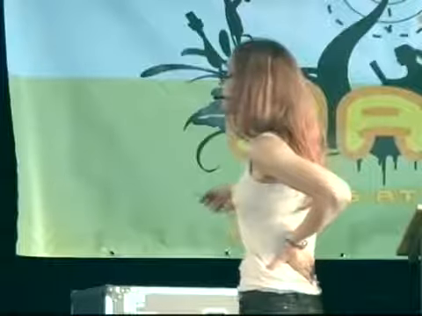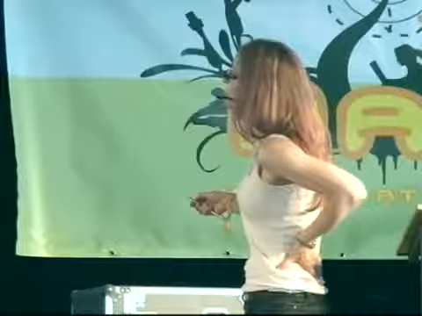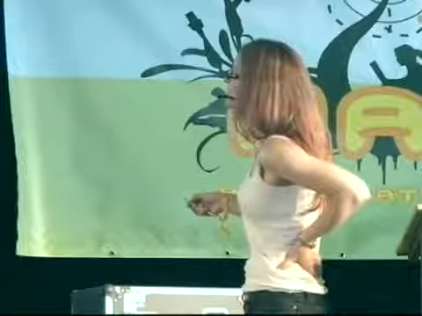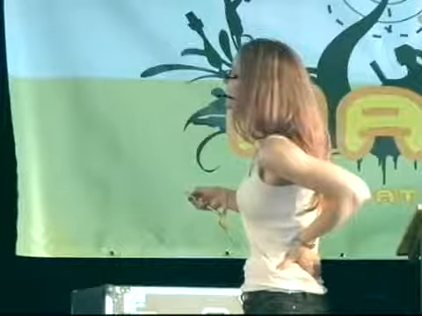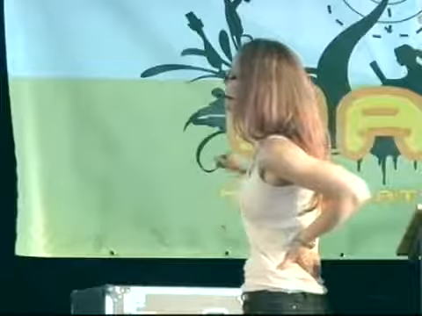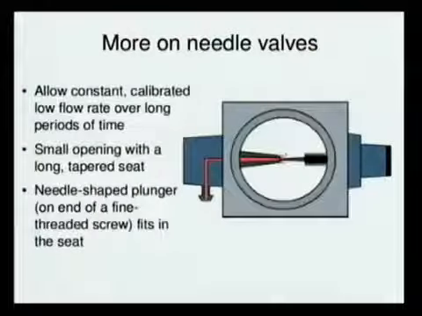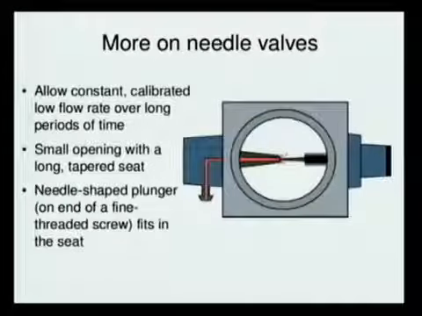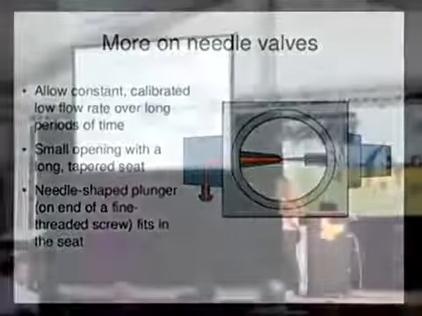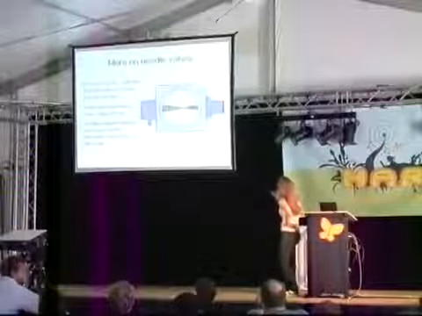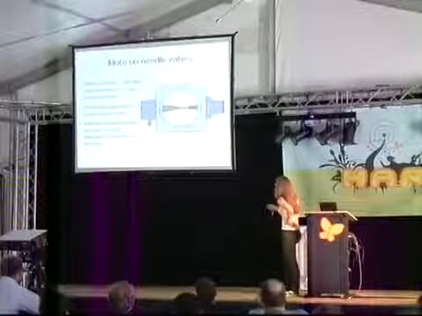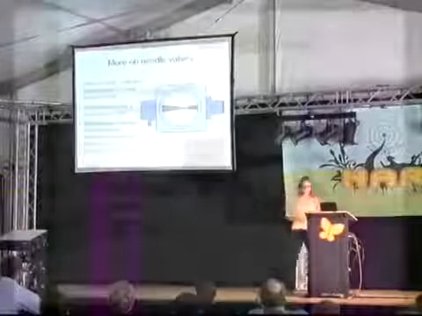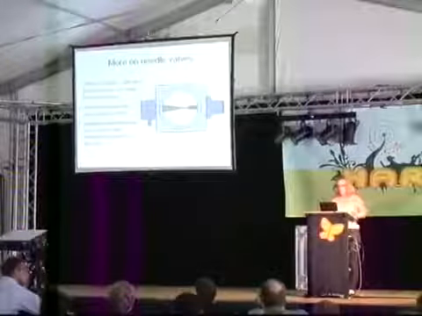They have a small opening with a long tapered seat. You have a needle-shaped plunger on the end of a fine threaded screw that fits in that seat. So you turn your valve, the plunger goes out just a bit, and then you get a small stream coming out, in the direction of out of the screen. That's the inlet, and this is the outlet there. You can't just use a regular valve.